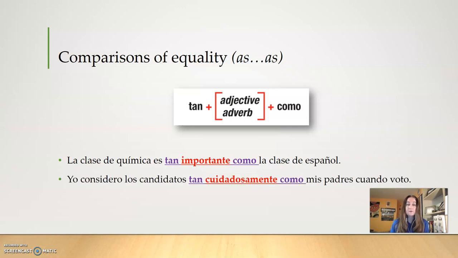Yo considero los candidatos tan cuidadosamente como mis padres cuando voto. Tan cuidadosamente como. Tan adverbio como. As carefully as.